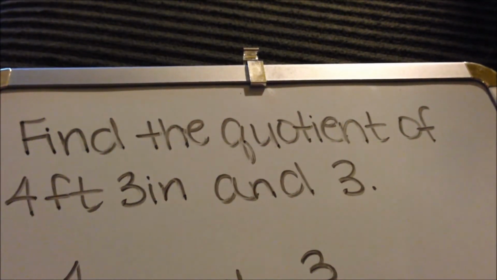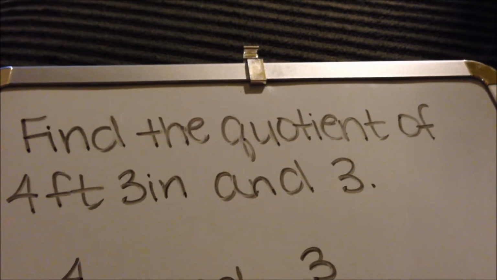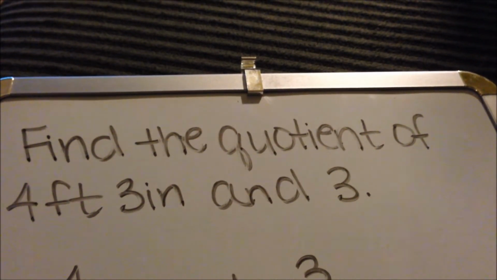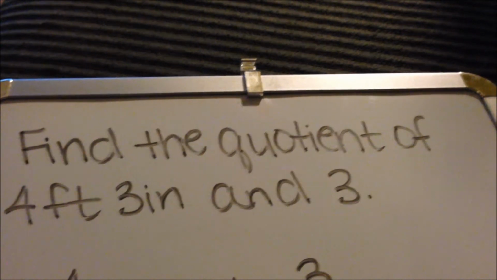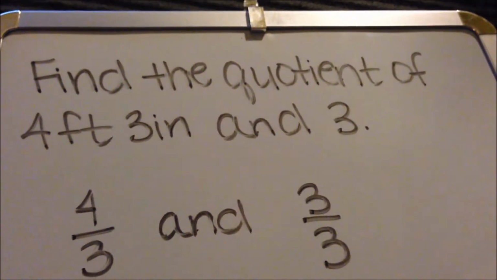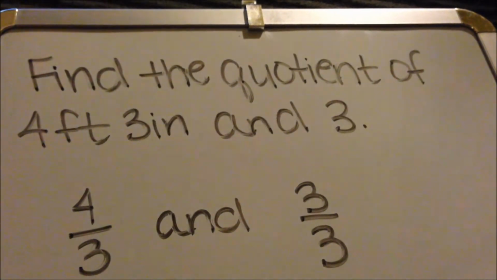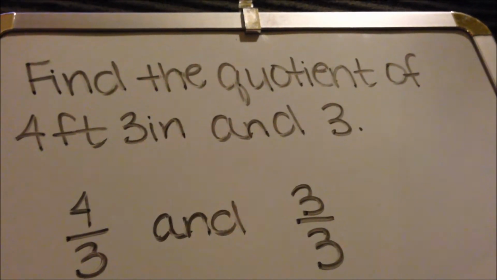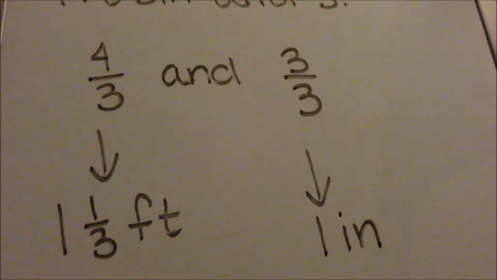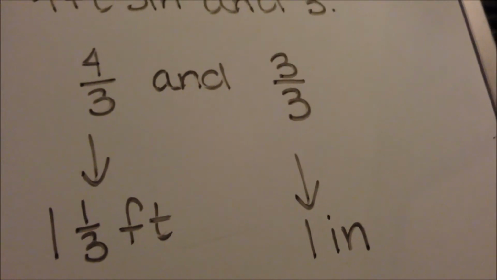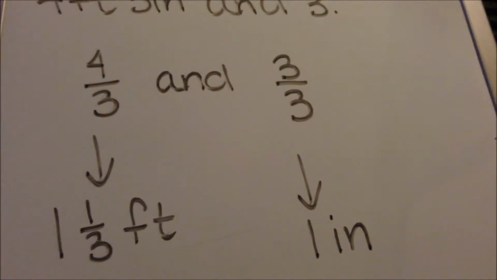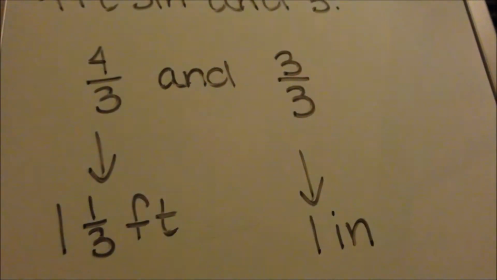Find the quotient of 4 feet 3 inches and 3. Just like multiplication, where you multiply each part by a number, with a quotient or division, you divide each part by the number. So you're going to divide the feet, which is 4, by 3, and the inches, which is 3, also by 3. 4/3 gives us 1 1/3 feet, and 3/3 gives us exactly 1 inch. So at this point we have 1 1/3 feet, and we have 1 inch.